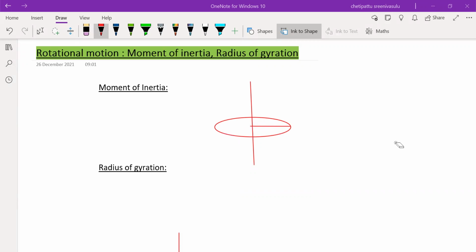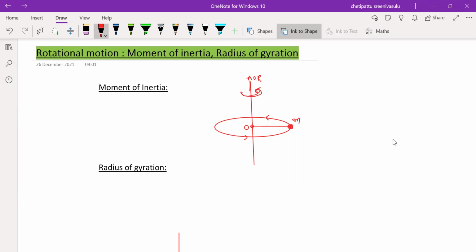Look here, this line is the axis of rotation. Now take this m mass. This m mass is rotating in a circular path, as shown in the figure, about this axis. Let us take the center as O. About this axis of rotation, it is rotating like this.